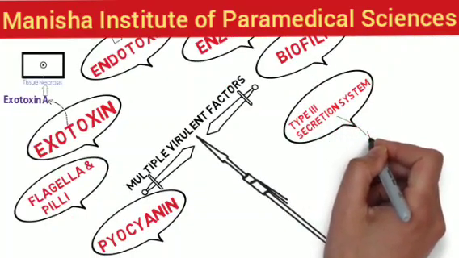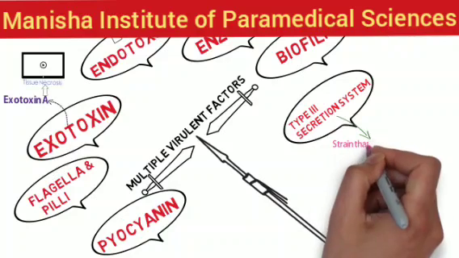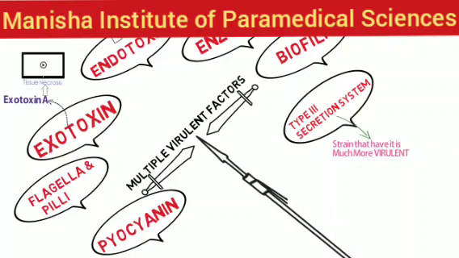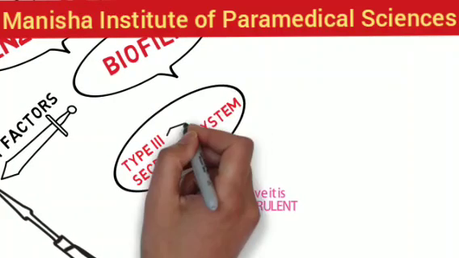Type 3 secretion system. Not all Pseudomonas aeruginosa have this type 3 secretion system. Only some strains have it, and the strains which have the type 3 secretion system are much more virulent than the strains which do not have it.